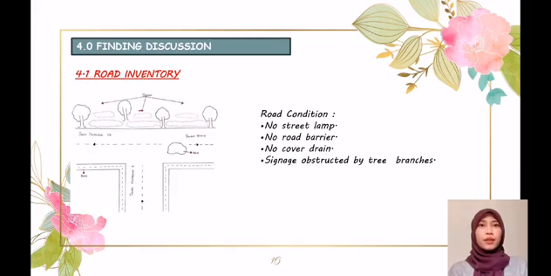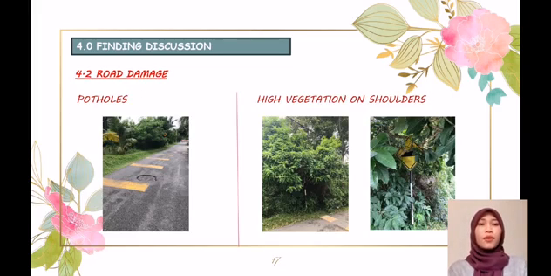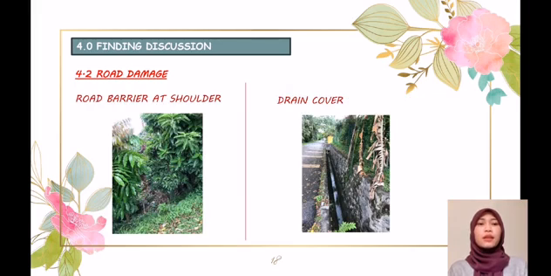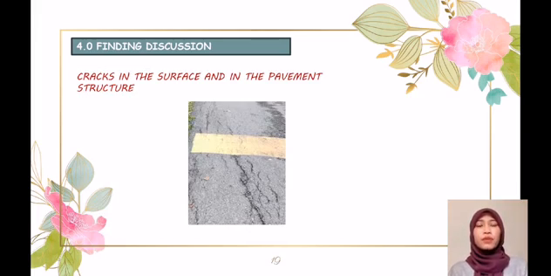Findings and discussion. Road inventory. For road condition, there is no street lamp, no road barrier, no cover drain, signage obstructed by tree branches. Road damage: first is potholes, second is high vegetation on shoulders, third is road barrier shoulder, fourth is cracks in the surface and in the pavement structure, fifth is drain cover.